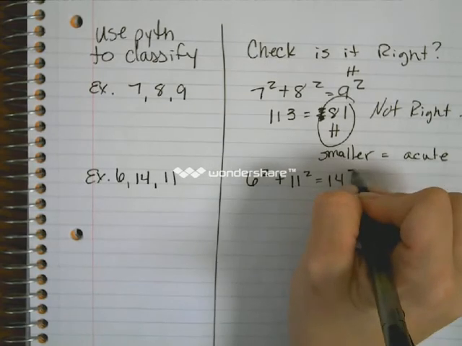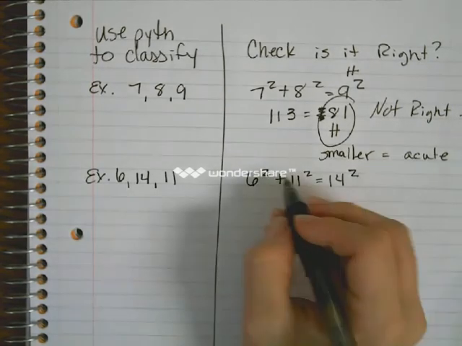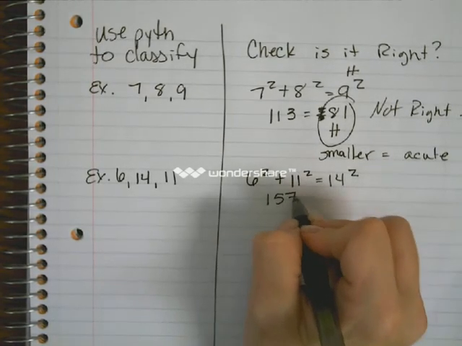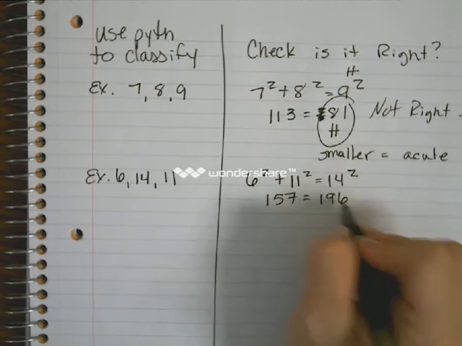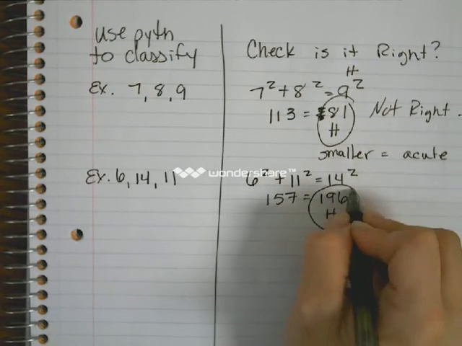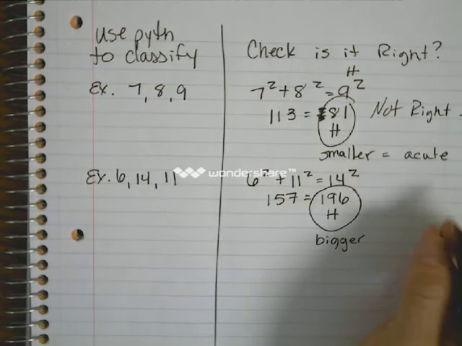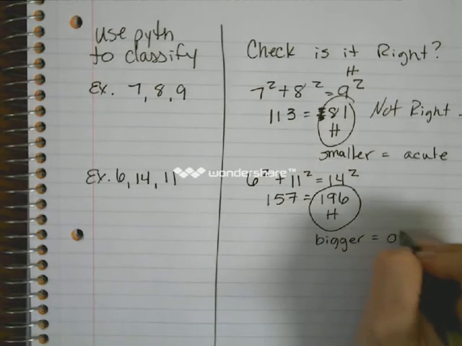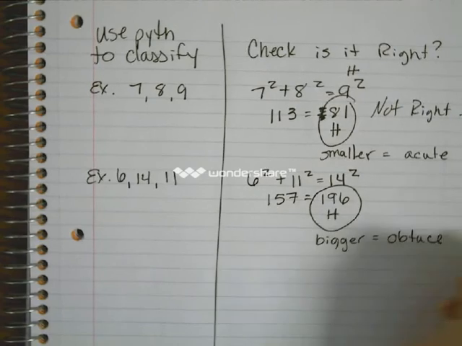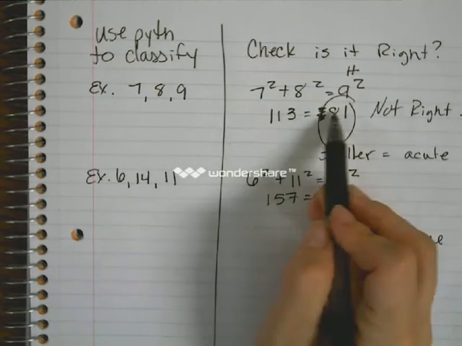In this case, this is my hypotenuse, and it's bigger than the other two sides. So that means the triangle is going to be obtuse. If it were to equal, then you would tell me that the triangle is right. But if it doesn't equal, then you determine if it's bigger or smaller. Smaller means acute, bigger means obtuse.